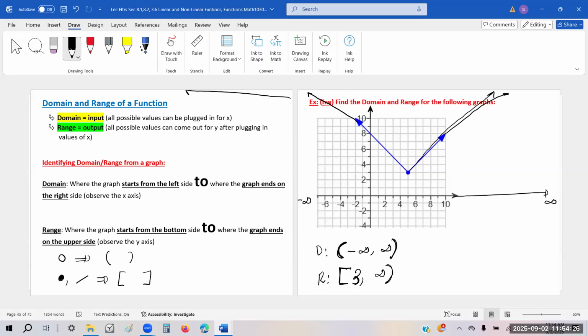The largest y we don't see because the line is moving upward forever. So infinity. Infinity always gets parentheses. We don't see that, so it's infinity. Can you see infinity in the graph? So when you don't see it, it's parentheses.